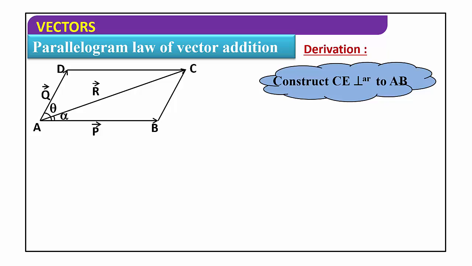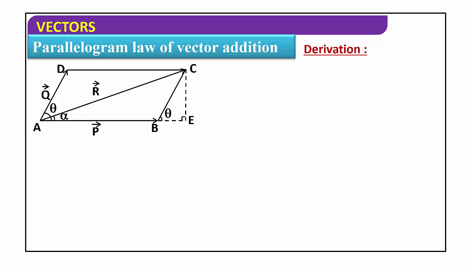Now I am going to construct a line which is perpendicular to the vector AB. That line, here I considered C to E. CE is the line I am going to construct which is perpendicular to AB. CE indicates the perpendicular line to the vector AB. I am going to write one equation, you can observe. AC square is equal to AE square plus EC square. So you can use the Pythagoras theorem here.